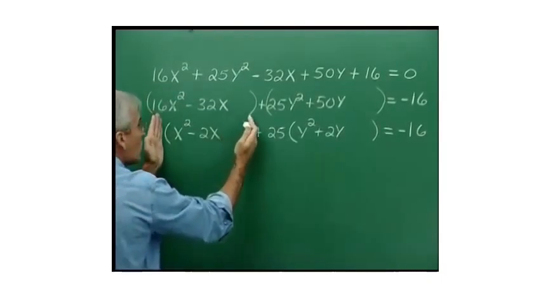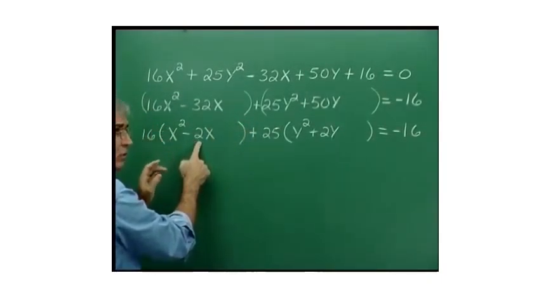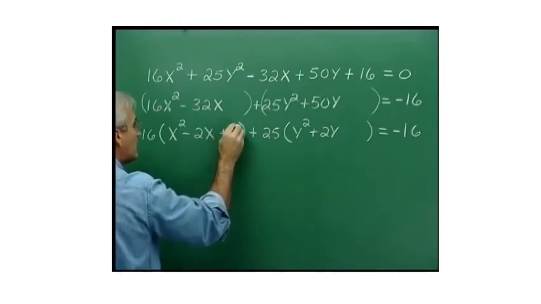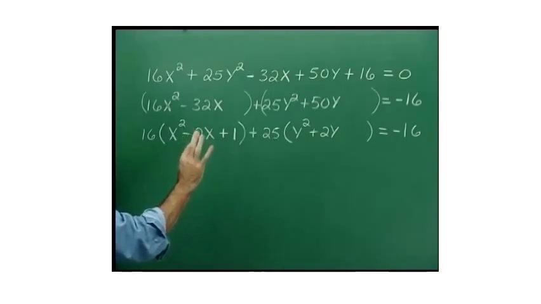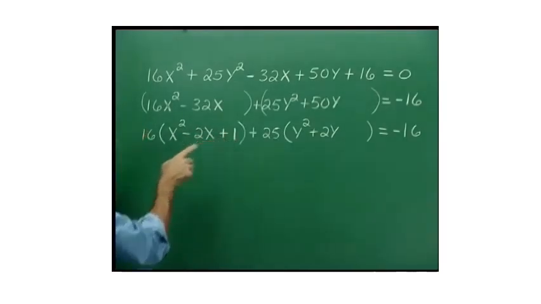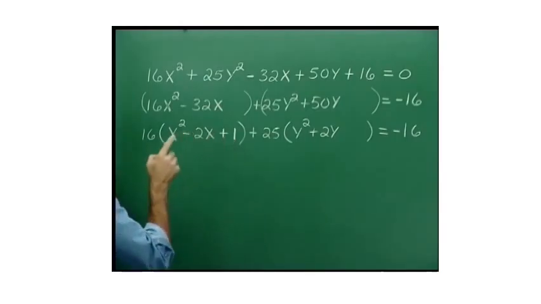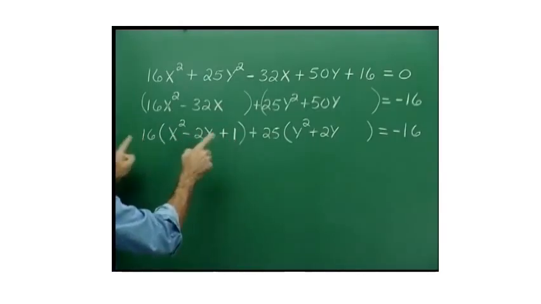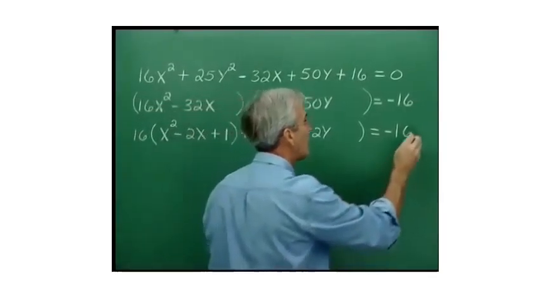Now, completing the square here in parentheses, half of the negative 2 is negative 1 squared is 1. So we're going to add 1 in here. But if we add 1 in here, what are we really adding to this side of the equation? You see, what are we really adding? We're really adding 16 times 1. We're adding 16 over here. So if we're adding 16 on the left side of the equation, we have to add 16 on the right side.